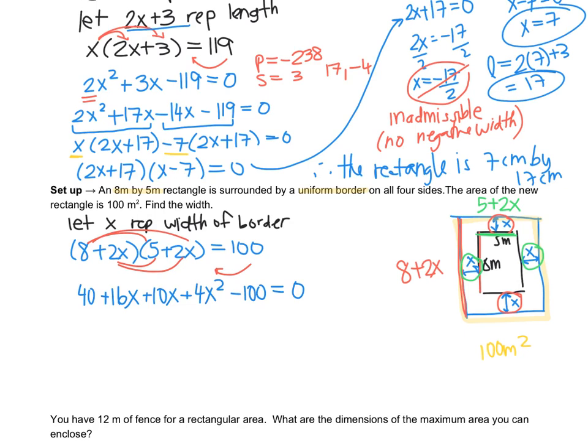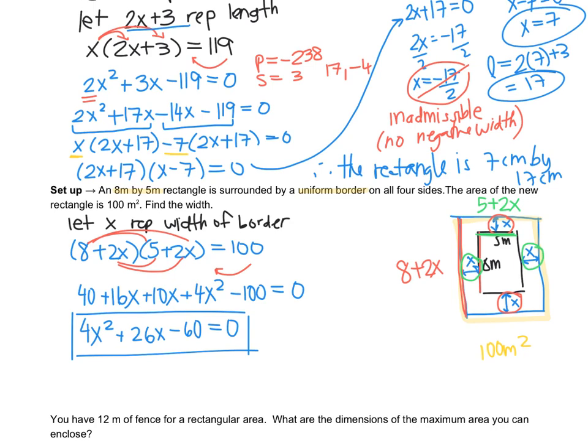And now all I'm going to do is collect some like terms and get it in that right order. So the 4x squared will go first. The 16x and the 10x add up to 26x. And then the 40 with the negative 100 give me negative 60. Now I have my equation ready to go. All I have to do from here is factor. I'd probably do a common factor and then decomposition. And once I factor it, I can branch out and solve like above. So I just wanted to show you another potential question and how to set it up.